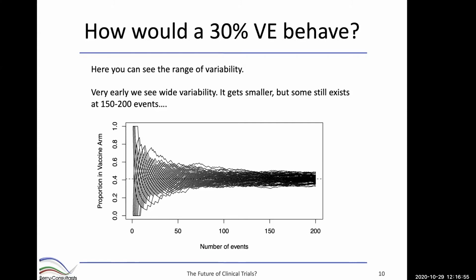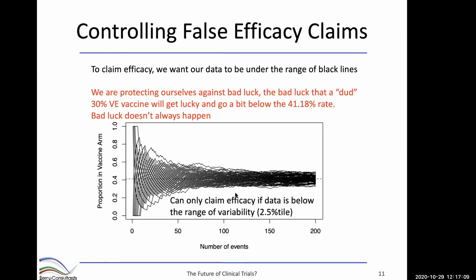So the nice thing about statistics is as you observe more data, everything becomes more certain. So a good vaccine, one thing we want to make sure is that we distinguish it from this. So we want to make sure, for example, that if we're going to claim efficacy, what we're going to get has to be below this range of variability. We need our data to be underneath this because we don't want to confuse it with these random paths that a bad vaccine might take.